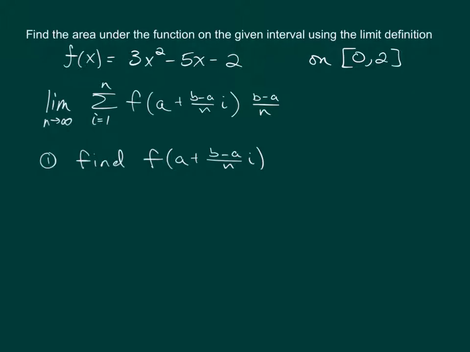So the first step, I'm going to break this down into 4 steps. The first step is to find f of a plus b minus a over n i. So in order to do that, you need to know some information like what a and b are. And it turns out over here, the interval, these are your a and b values.